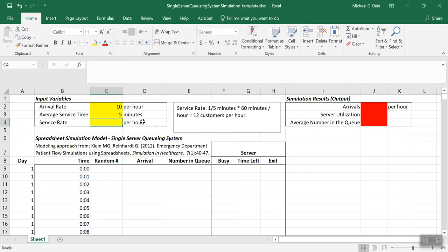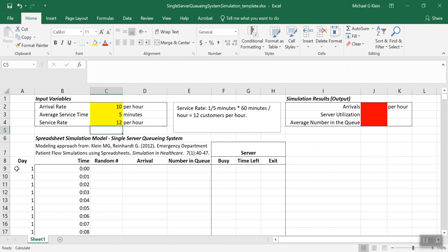Now if we set up the Excel formula for this, it's just going to be equal to 1 divided by the service time, which is in cell C3. Let's put brackets around this so that we multiply 1 over C3, and that's going to be multiplied by 60. And then of course we'll get the 12 customers per hour for our service rate. Now that we have our input, let's begin with the model.